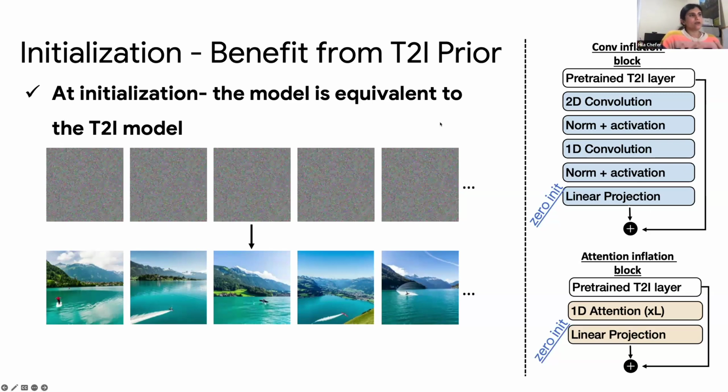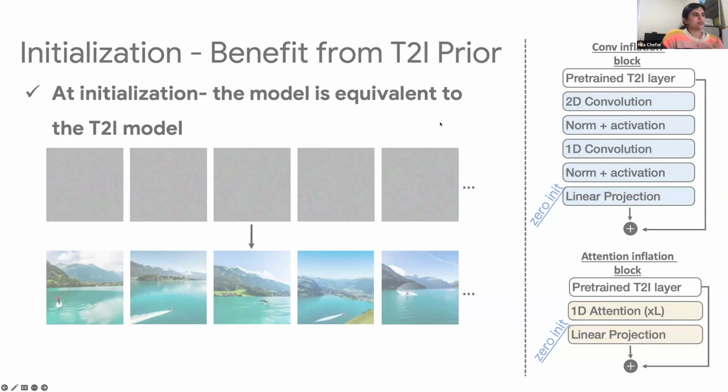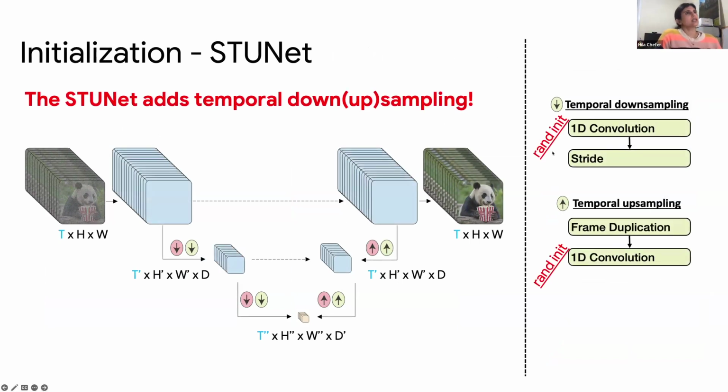But now we also added those temporal downsampling and upsampling layers, right? So let's take a look at what happens if we randomly initialize the 1D convolutions here and here. If we randomly initialize those 1D convolutions, all the information here is going to be basically out of distribution, right? Because we passed a random kernel through all those frames. So this is going to be out of distribution. This is going to be out of distribution. Everything here is basically going to be out of distribution for the model.